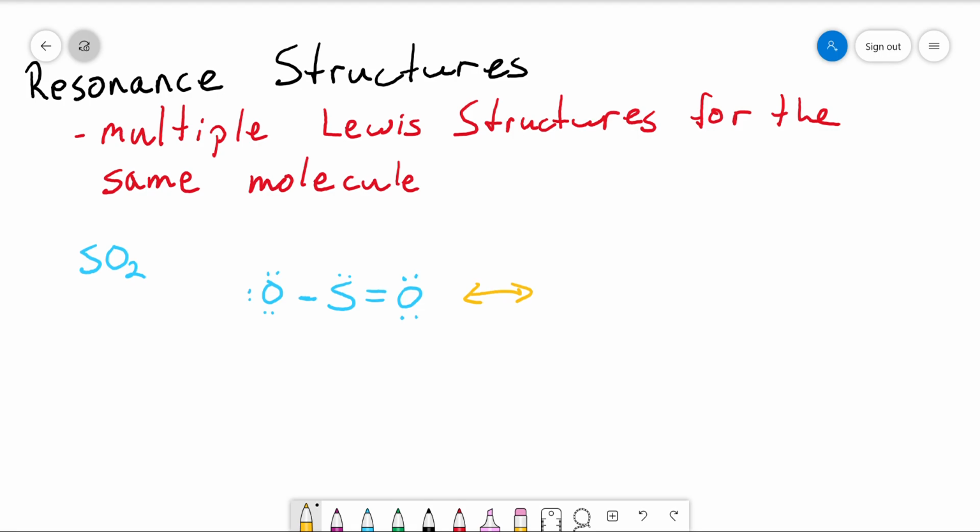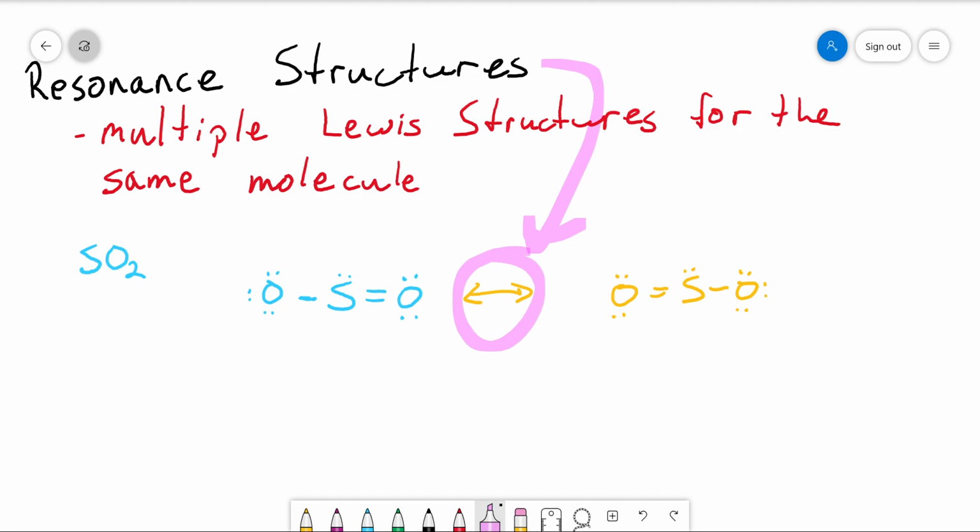So what we have is another equivalent Lewis structure, and I'm just drawing it in a different color to highlight it. It does not have to be in a different color, obviously. But basically, we've just drawn the Lewis structure with the double bond on the other side to the other oxygen, and we have separated it by that double-sided arrow. So every time you have a resonance structure, you have to use that double-sided arrow to indicate that it is indeed a resonance structure.